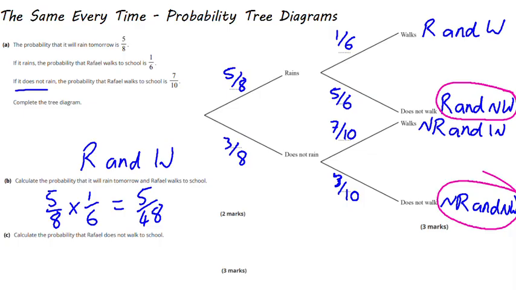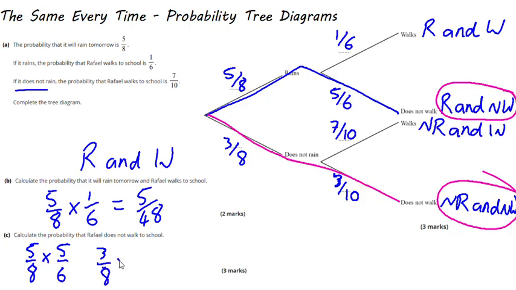So, going along the tree diagram, the first option is rain and not walk. So rain and not walk. So multiplying as we go along the tree diagram, that's 5/8 multiplied by 5/6. And then the second option is does not rain and does not walk. So there are two options where he does not walk. So does not rain and does not walk is 3/8 times by 3/10. So 3/8 times by 3/10.